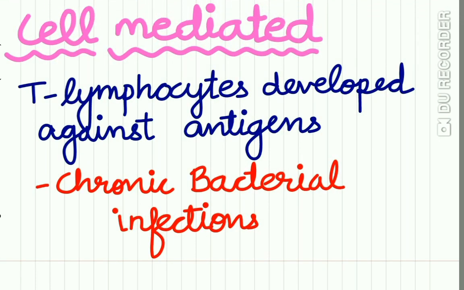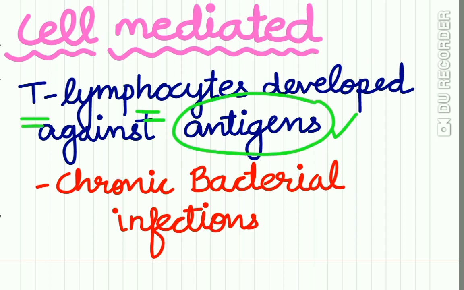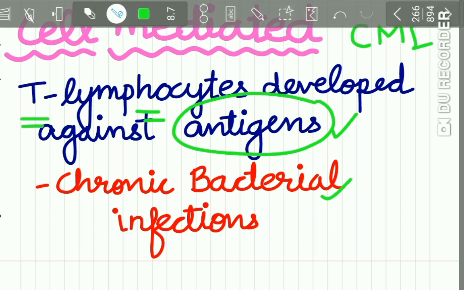Now, the cell-mediated immunity. The cell-mediated immunity depends upon the T lymphocyte activation by the antigens. The antigens, when they enter into the body, activate the T lymphocytes, and these T lymphocytes are responsible for the cell-mediated immunity. Now, this cell-mediated immunity plays a major role in the chronic bacterial infections.